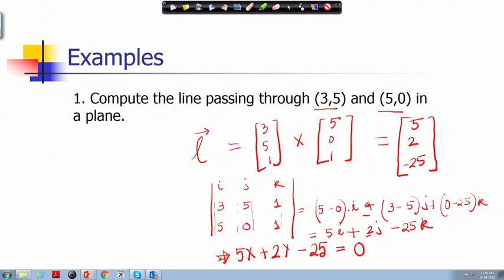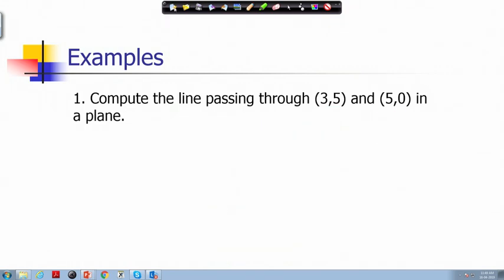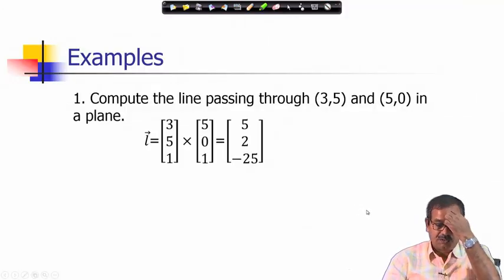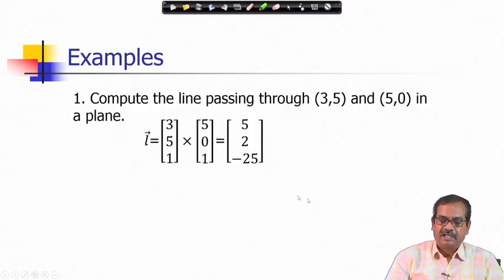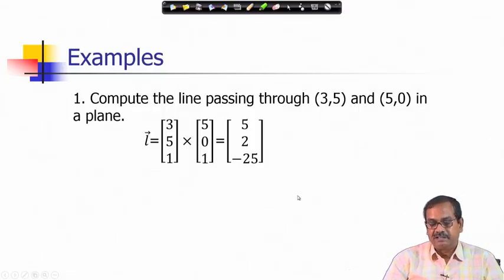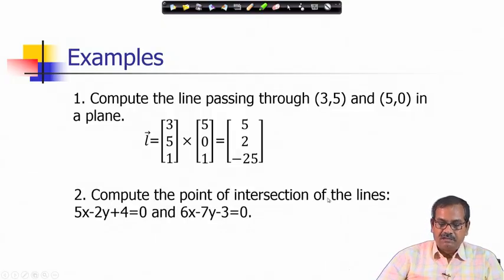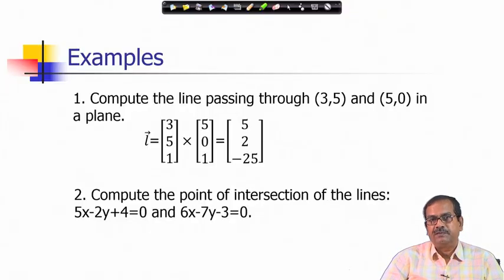Okay. So, let us see how this result is. This is the summary of the result. As you can see, we will get this equation 5x plus 2y minus 25 equal to 0. That is the equation of the straight line in our understanding of coordinate geometry. Let us do another example. Consider this. We have computed the line from 2 points.